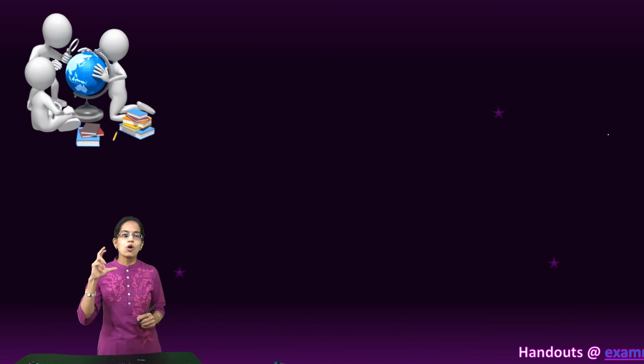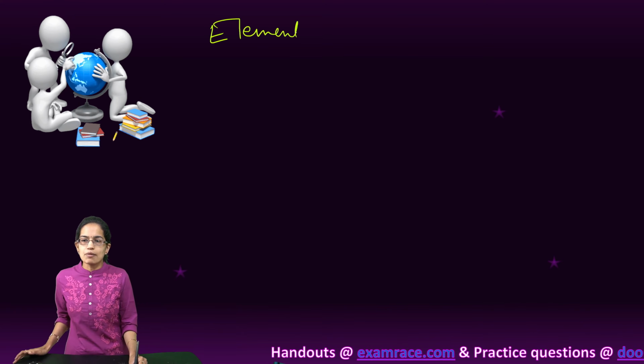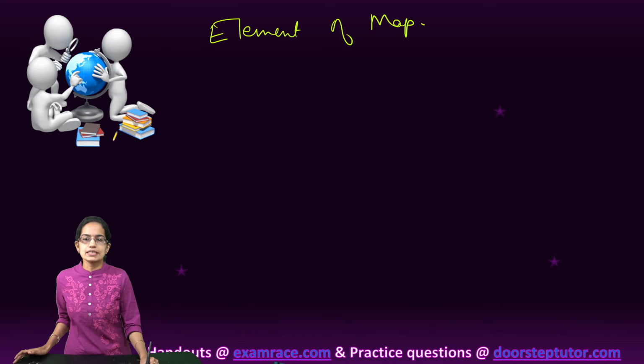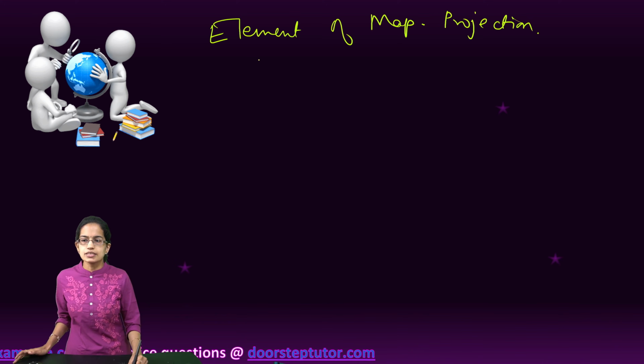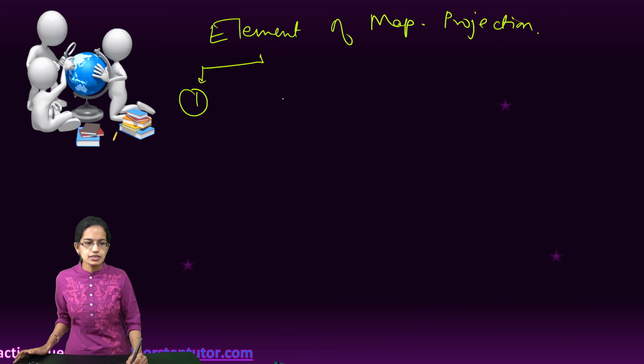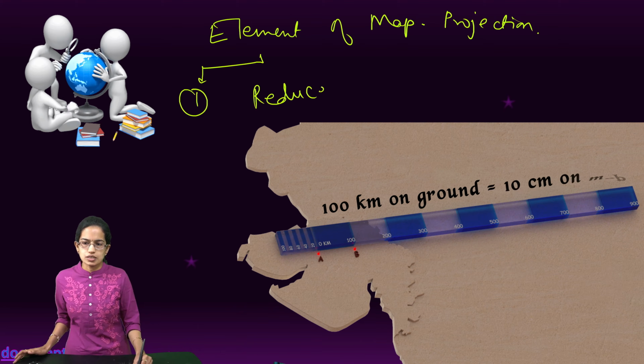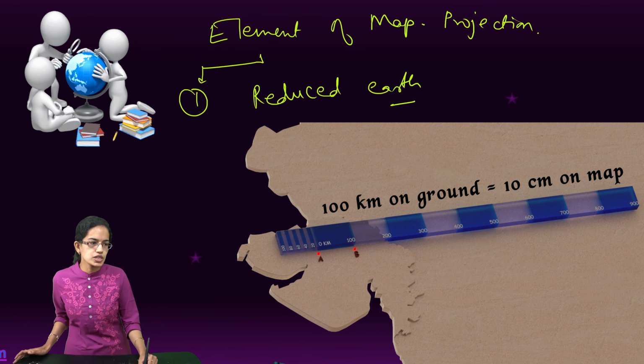How the elements of map projection are taken into account. So elements of map projection are basically four. What are the major elements? The first element here is the reduced earth. What do we mean by reduced earth?